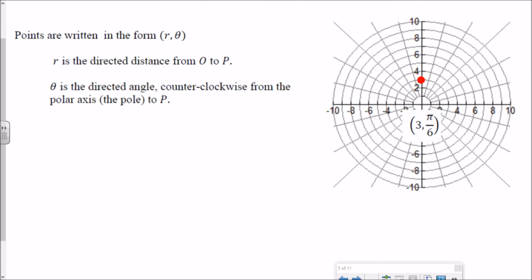So when we're writing polar coordinates, again, there's two major pieces. There's r, which is the distance, and there's theta, which is the angle. Okay, this is very different. We used to have x and y. This used to be your rectangular point. This is a polar point.